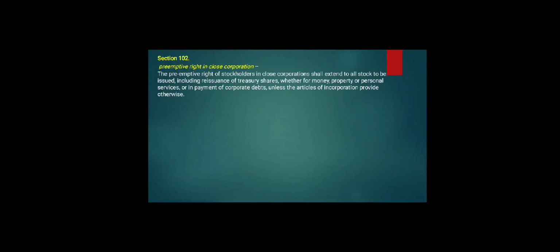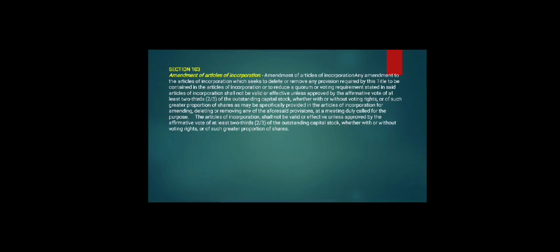Preemptive right in closed corporation. The preemptive right of stockholders in a closed corporation shall extend to all stock to be issued, including issuance of treasury shares, whether for money, property, or personal services, or in payment of corporate debts, unless the articles of incorporation provide otherwise. In other words, unless the articles of incorporation state otherwise, the preemptive rights of stockholders in a closely held corporation extend to all stock to be issued, including issuance of treasury shares, whether for money, property, or in payment of corporate debts.